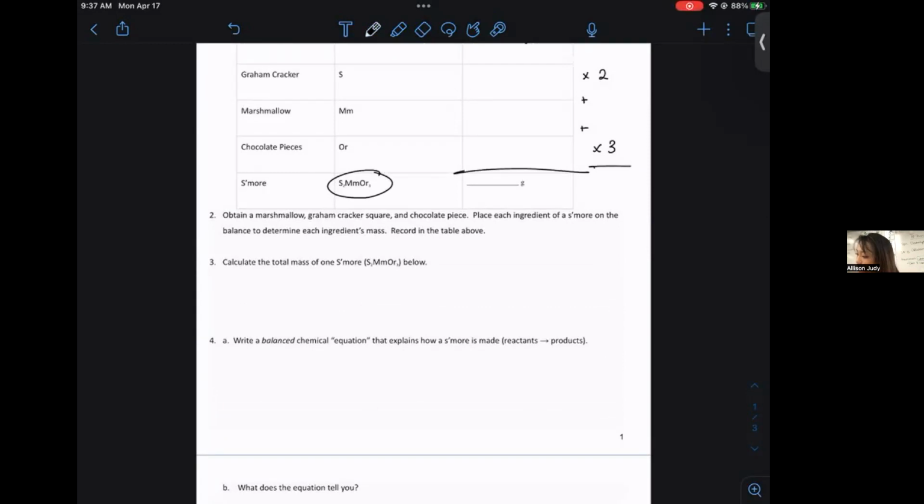Aislinn, what was your group's? 33.77. To make my life easier as I walk through the practice, I'm going to say 34 for my sake. Okay. So it's 34 grams per s'more. Okay. So it would look like this ratio. If I had to set it up as a ratio, for every 1 s'more, I get 34 grams.